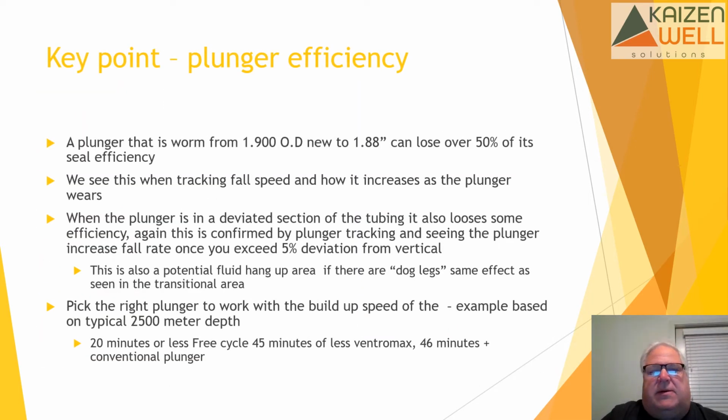Plunger efficiency. A plunger that's worn from 190 to 188 can, as it says, lose over 50% of its seal efficiency. What it means is it increases the bypass area between the tubing and the plunger by probably 50%, roughly. So there's a lot bigger area that it can flow by, and we've seen that when we track plungers using echometer and different methods, trying different plunger ODs and how that reacts in a well. When a plunger is in a deviated section of the tubing, it also loses some of its efficiency.